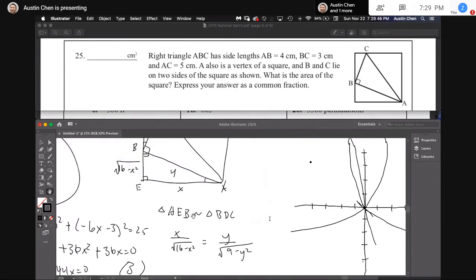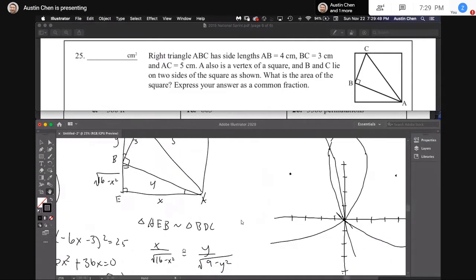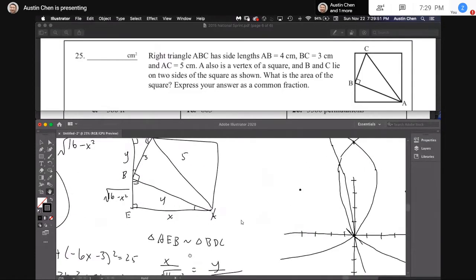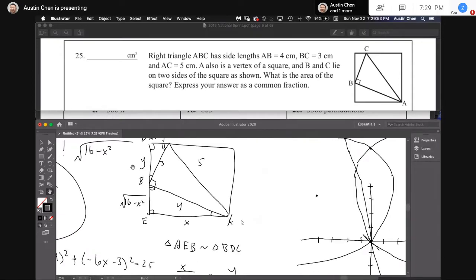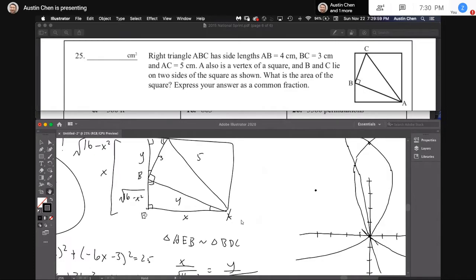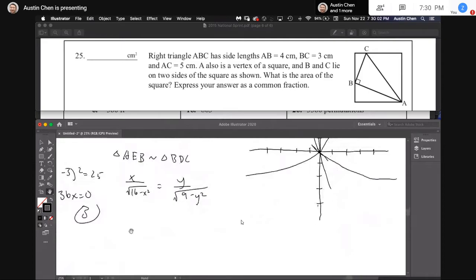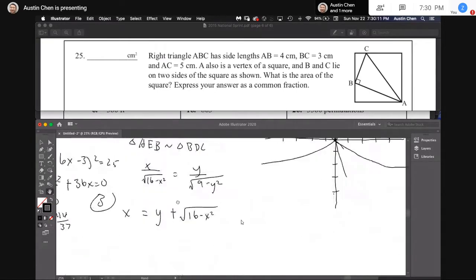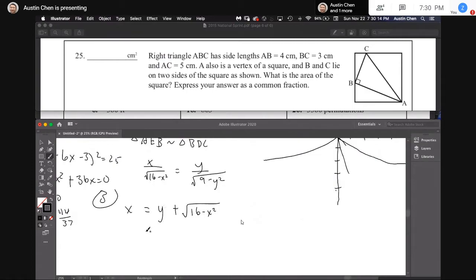Okay, but this is not enough to solve for x or y, right? Because two variables, one equation. So we have to find another equation. Another equation we could use is that x is this entire side, so x has to be the sum of y and root 16 minus x squared, right? So x equals y plus root 16 minus x squared. So I'll substitute y for x minus root 16 minus x squared, so that we can just solve for x, and that's really what we want, right? Solve for x, and then we just square it, and we get the area of the square.